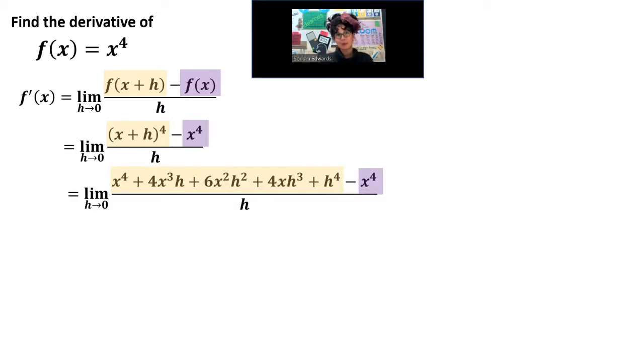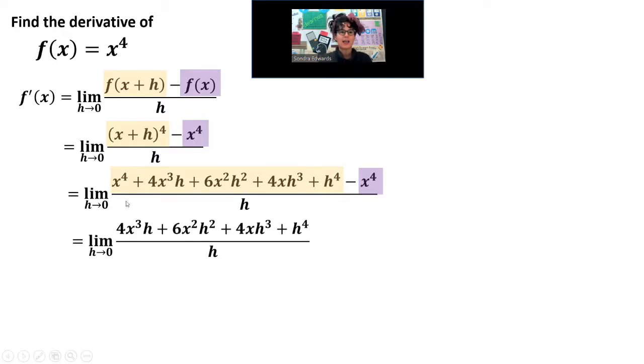Okay, I might want to simplify the numerator. That x to the fourth minus x to the fourth, that's gone. Then when finding a limit, you want to substitute the number in. So if I replace every h in this expression with 0, I end up getting 0 over 0, which is an indeterminate form. And then that tells me I should factor, cancel, resubstitute.